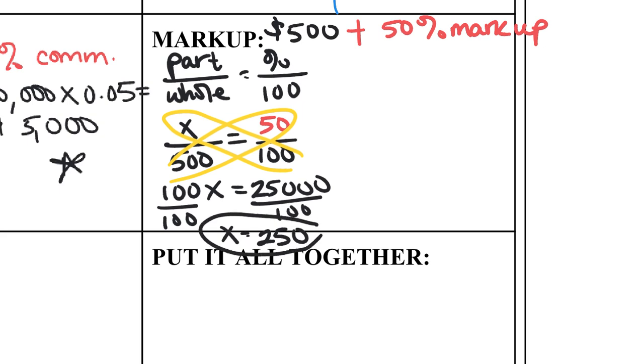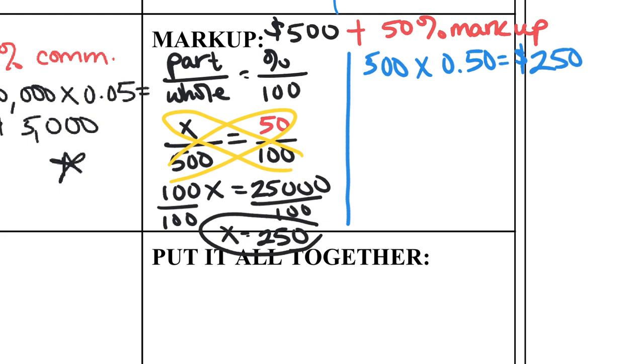Okay, so now let's show you the easy method. The easy method, all you would have to do is do your 500 times 50%. Again, you convert that 50% to 0.50, and that's where you'll get your $250. So again, that $250 is how much he's going to add to that original $500. The $250 is the markup price. If it asks for total price, the total price that he would sell it for is $750. So you're going to have to be able to interpret and figure out what they're asking for.